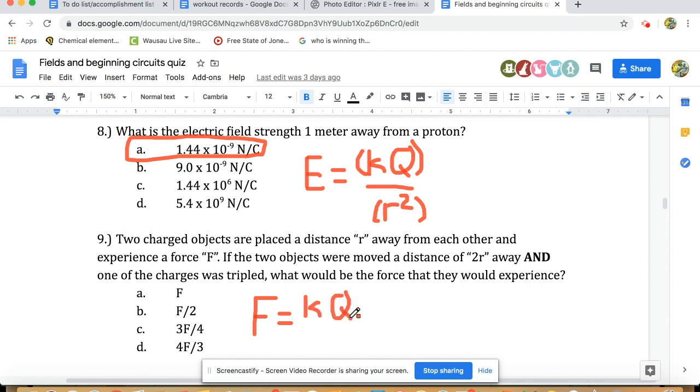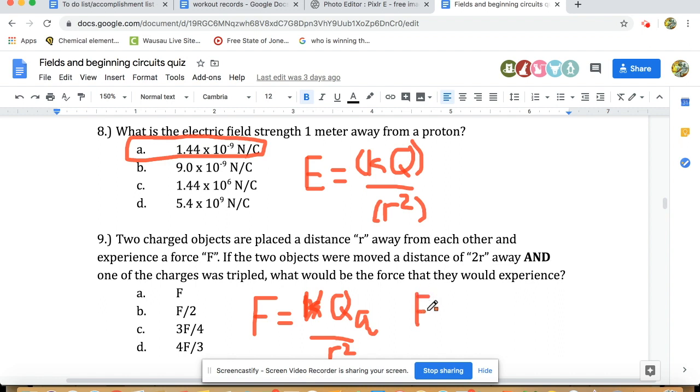And basically, what we could do is set an initial condition and say that R is equal to 1, and each of these Q's are equal to 1, and we get a force of F because we don't care about K because it's a constant, so it doesn't change. So if we have 1 times 1 divided by 1 squared, we just get a force of 1 Newton. F is 1 Newton.